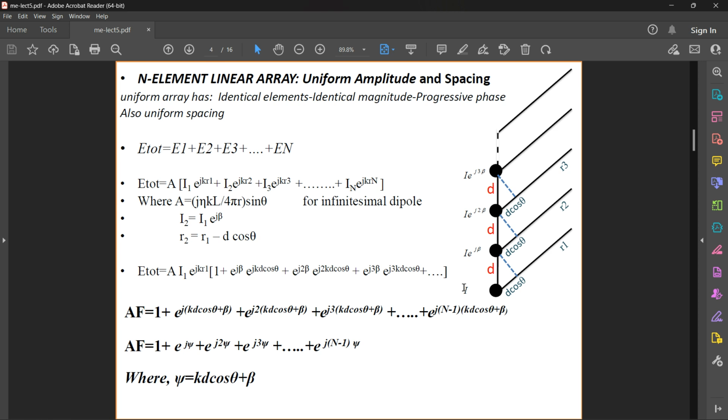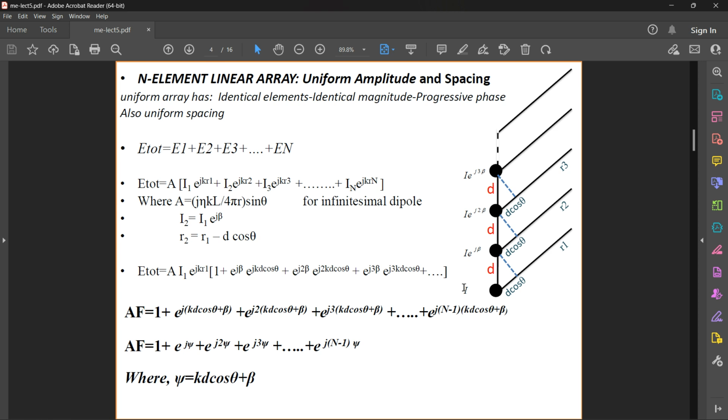So if we apply this exponential function, E total has been written as the constant amplitude A into I1 into e to the power jk r1 plus I2 into e to the power jk r2 plus I3 into e to the power jk r3 up to In. This A has been given with the amplitude. So it has imaginary values, and so it has been given as j eta kl by 4 pi r into sine theta for an infinitesimal dipole.